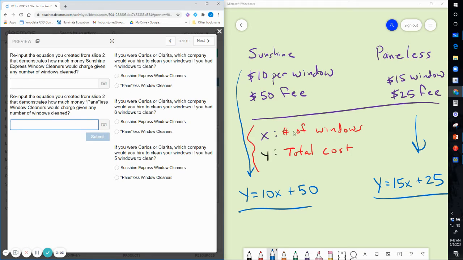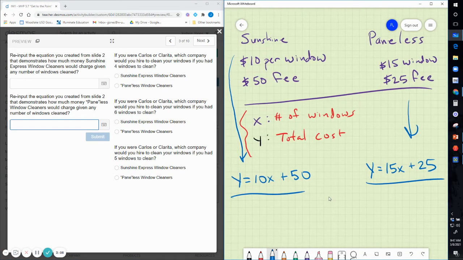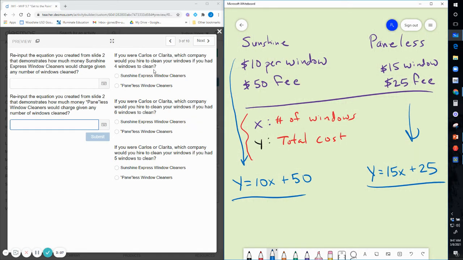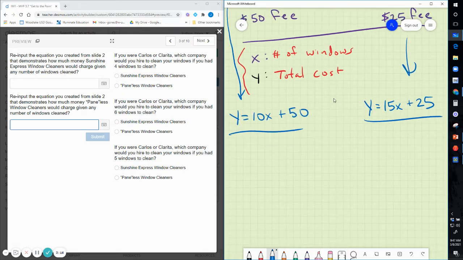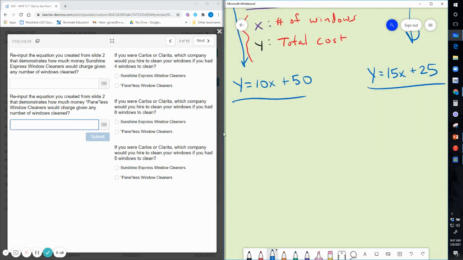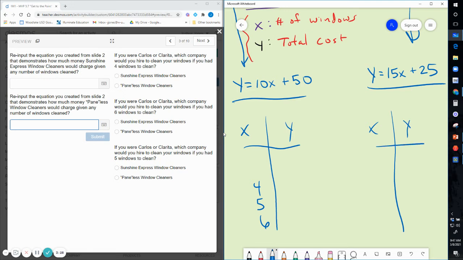And then it gives you some specific examples, right? So it says, if you were Carlos or Clarita, which company would you hire to clean your windows if you had 4 windows to clean? What about if you had 6 windows to clean? What about if you had 5 windows to clean, right? So really what's going on here is you have a table, and the number of windows is your X value. So it wants to know 4, 5, and 6, right? Which one is cheaper at 4 windows, 5 windows, or 6 windows? Make your selection.